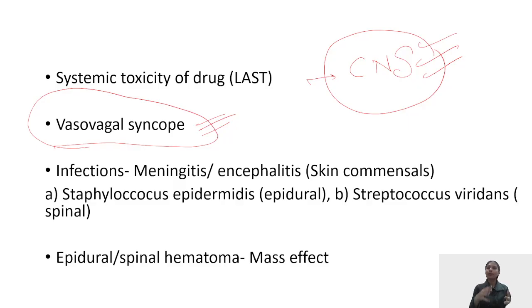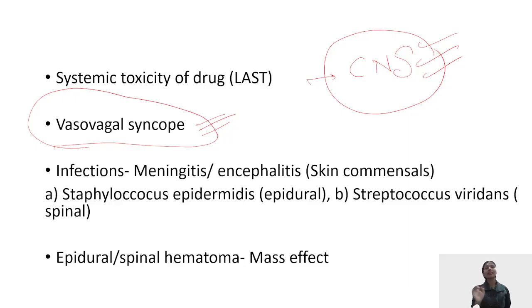And whenever he or she experiences this, you have to just maintain the supine position, and the patient is going to get normal without any active intervention within minutes. Okay, this is not going to happen in the high spinal, total spinal, or the LAST. The patient is not going to come back normally on their own. Whereas in vasovagal syncope, the case would be that the anesthesia practitioner was just giving or introducing the spinal needle, and the patient started feeling aphonic or dizzy.